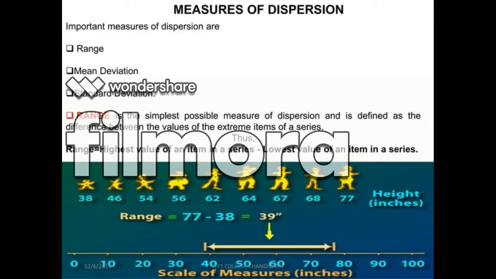So as you can see here, we have 38, 46, 54, 56, 62, 64, 65, 68, and 77. So it talks about the height in inches here. Okay, going back there. So the range, 77 is the highest and 38 is the lowest. So the range as how we see it is 39. So as you can see, the scale of measures by inches ranges from here until here.